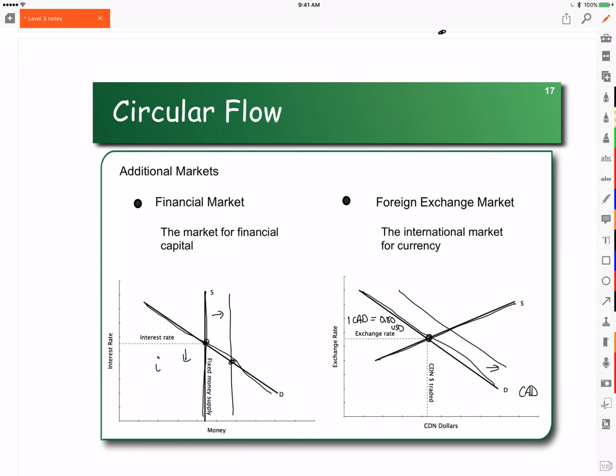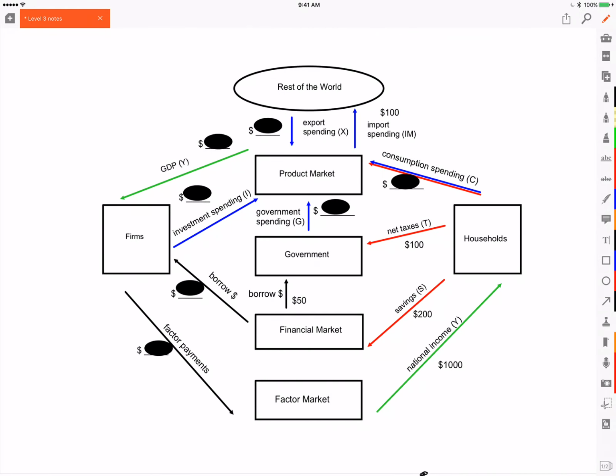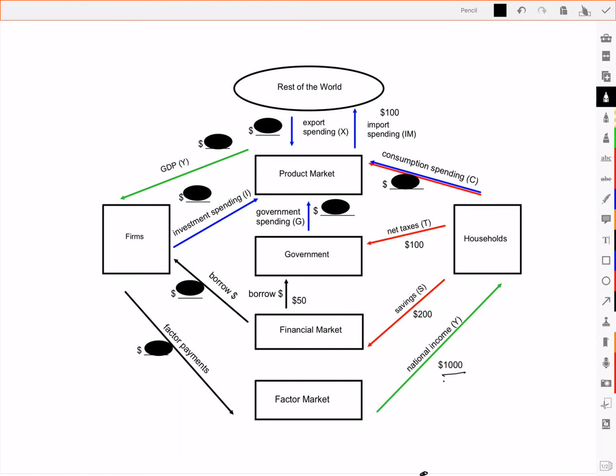Now, since we labeled that simple circular flow, we should be able to, from there, figure out how much money is happening at all the different parts along the graph. So let's look at a scenario where our national income is $1,000. And we know that national income comes from wages, interest, rent, and profits. Well, wages, interest, rent, and profits are paid for by firms, and that's this factor payments right here.